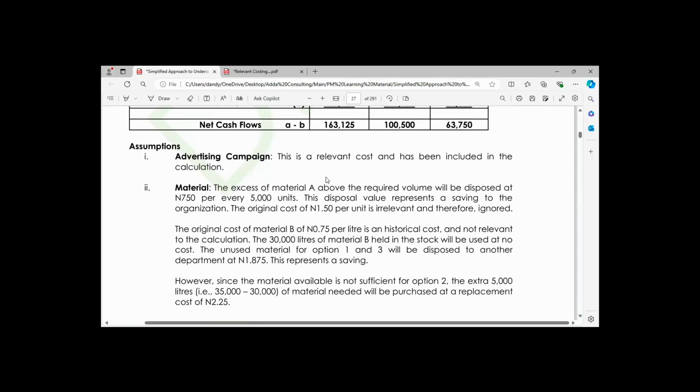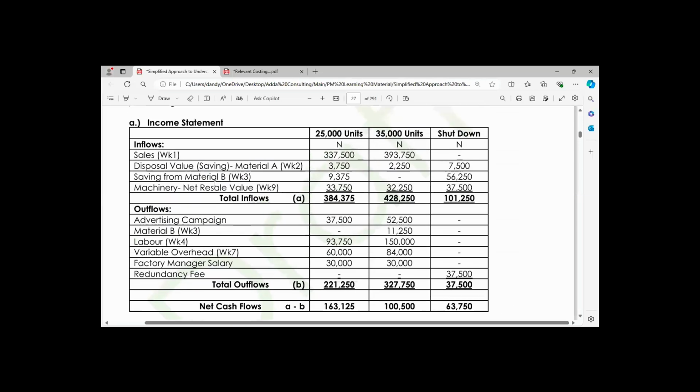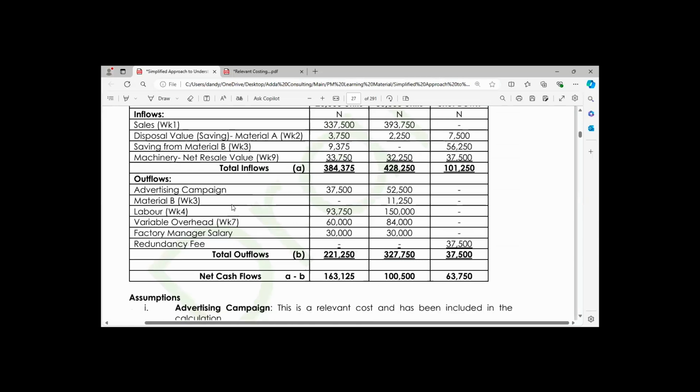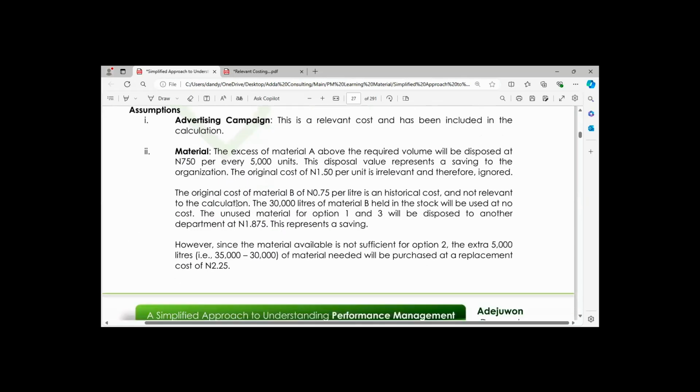Okay, so under the advertising campaign, this is a relevant cost and has been included in the calculation, because if you don't advertise, there is no way the company will be able to generate the sales. The sales that we have calculated so far of 337,500 or 303,750 for option 1 and 2, the company will not be able to make if they don't incur the advertising campaign. Therefore, the advertising campaign is relevant. You have to account for it.